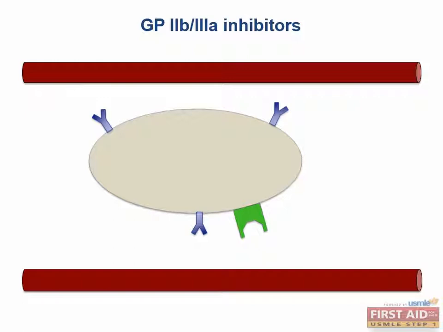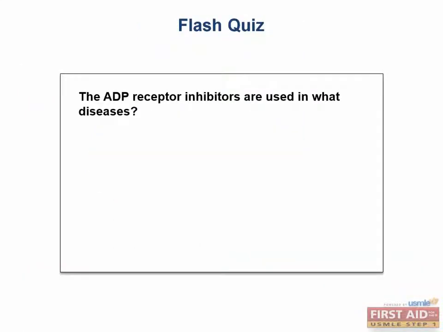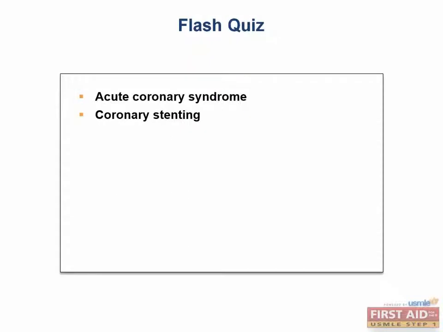We've discussed this class previously in that its action is analogous to the pathology of what disease? That would be Glanzmann's thrombasthenia. Remember that Glanzmann's thrombasthenia is a defect in the GP2B3A receptor, and therefore GP2B3A receptor inhibitors would mimic that disease process. To review, ADP receptor inhibitors are used in what diseases? Important disease relationships for your exam with the ADP receptor inhibitor drug class are acute coronary syndrome and coronary stenting.